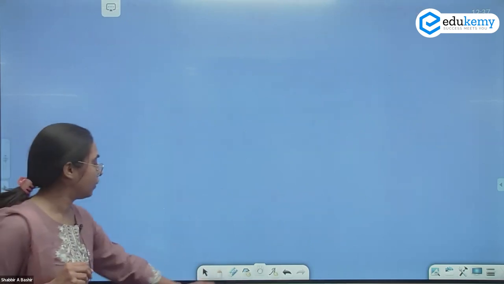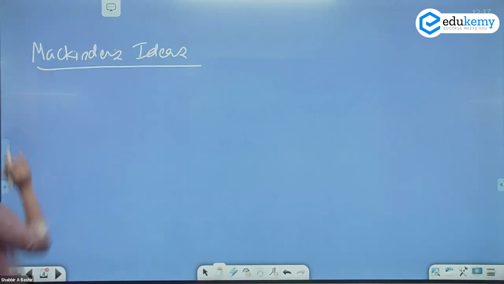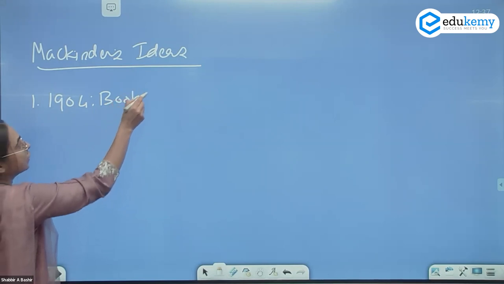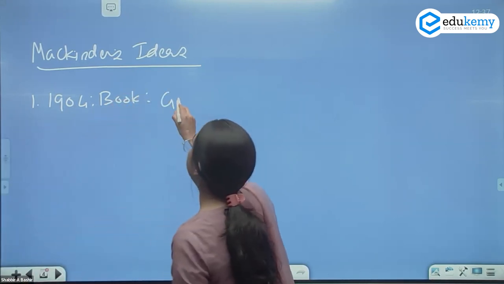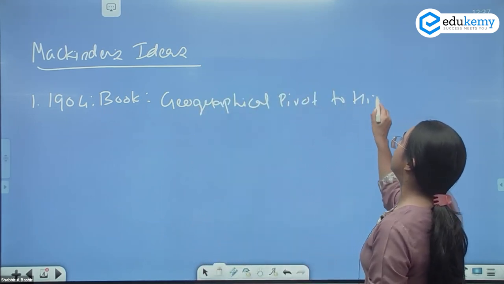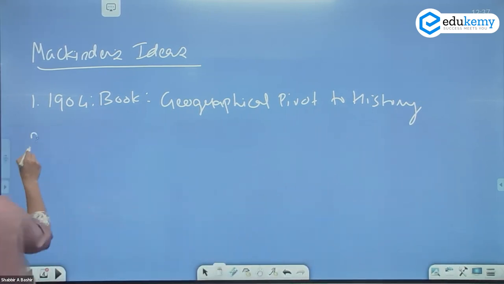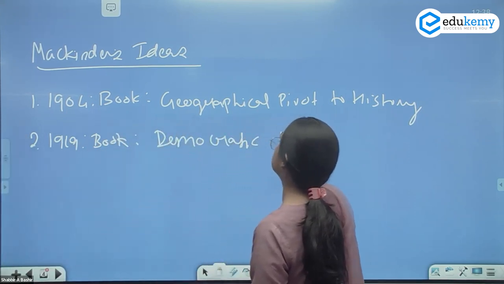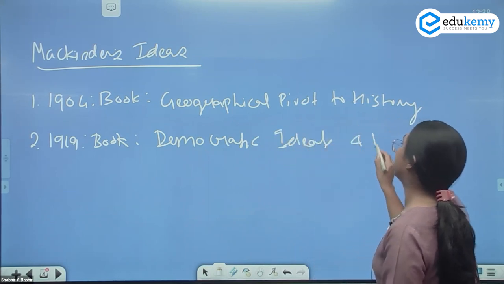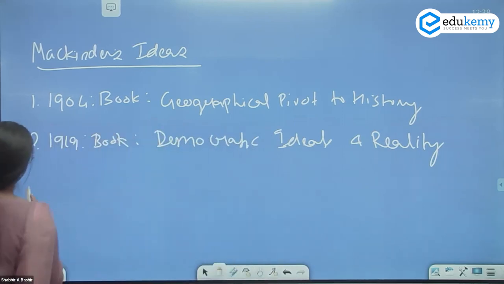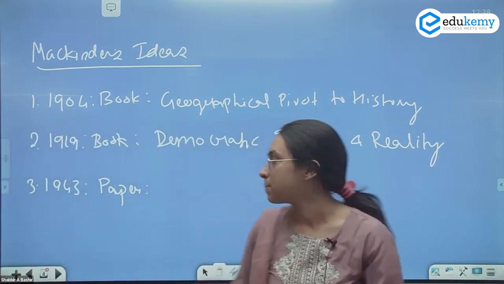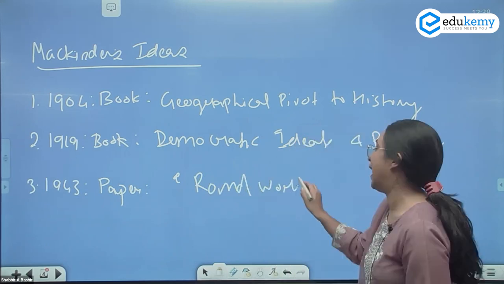Now, Mackinder's ideas were given in three versions. The first version was 1904. The name of the book is Geographical Pivot of History. The second is 1919. The name of the book is Democratic Ideals and Reality. This is also a book. And the third is a paper in 1943. A paper was published. The name of the paper is The Round World and the Winning of the Peace.